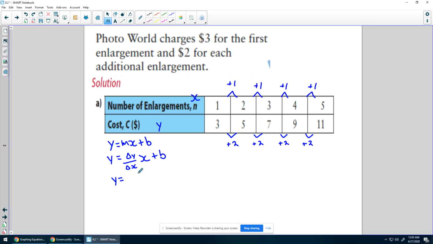Y is equal to change in y, 2, over the change in x, which is 1. X stays. B is our y-intercept. So when x is 0, what is y going to be? Again, for our y, we're going up by 2s. So if we're going backwards, that means we have to take away 2, which gives us 1. Simplify this. 2 divided by 1 is 2x plus 1.